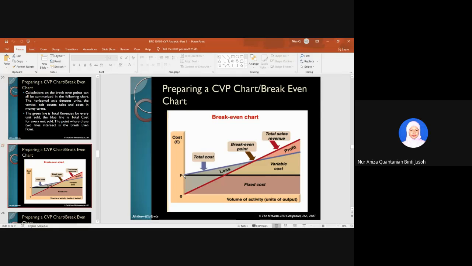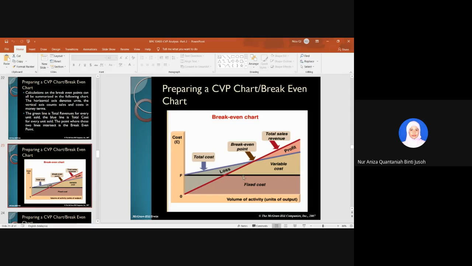And then determine the fixed cost. What is the fixed cost amount? Earlier the fixed cost was 240,000? Okay, 200,000. So find the amount here, 200,000, and draw a straight line at that point.